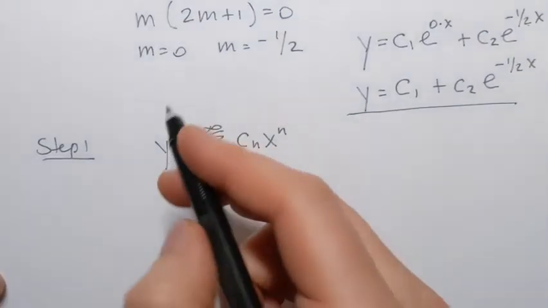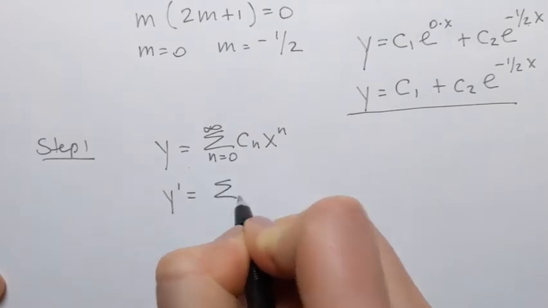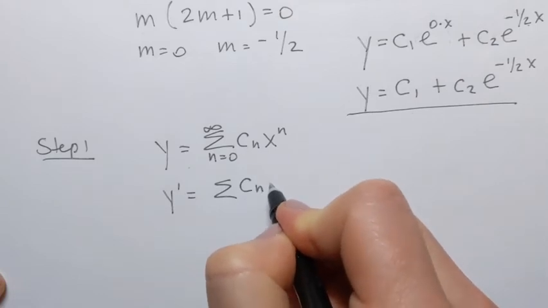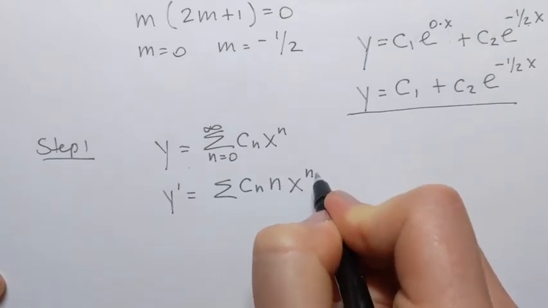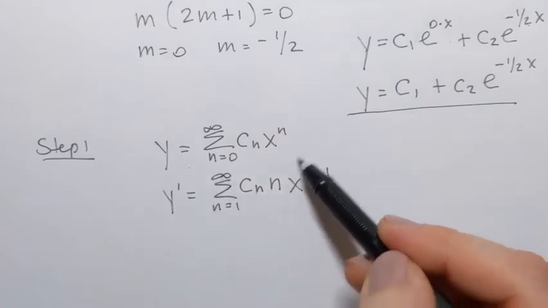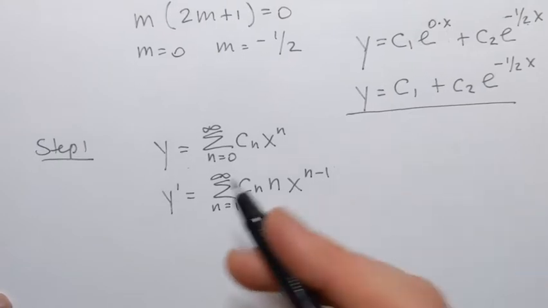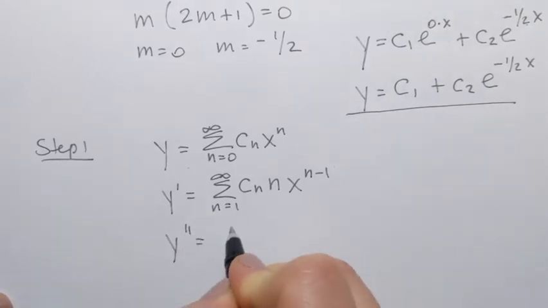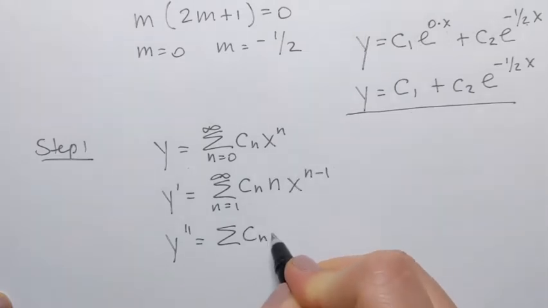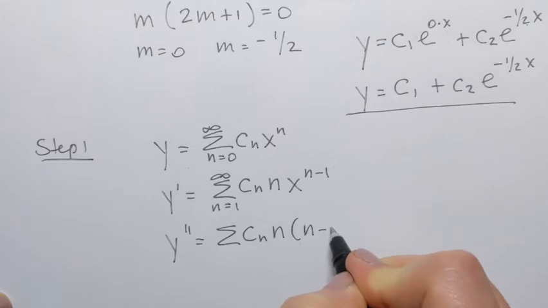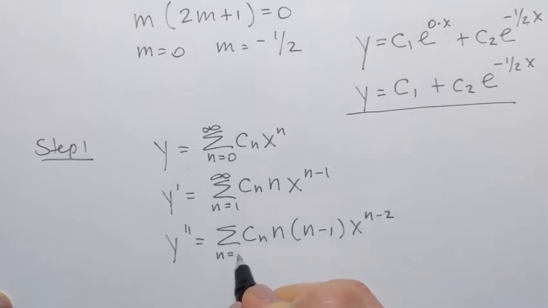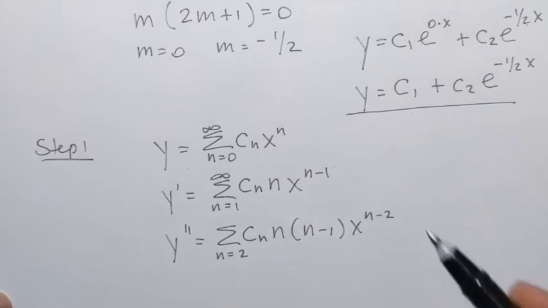So the first derivative is y prime, summation, power n goes in the front, so c sub n times x to the power n minus 1, and we have to start n at 1 so that the starting power of x is 0. And then the second derivative is summation. Now this power goes in the front, so it's going to be c sub n times n times n minus 1 times x to the power n minus 2. And this time the summation I'll start at 2 once again so that the starting power is 0.